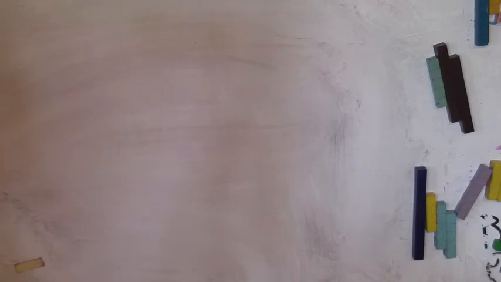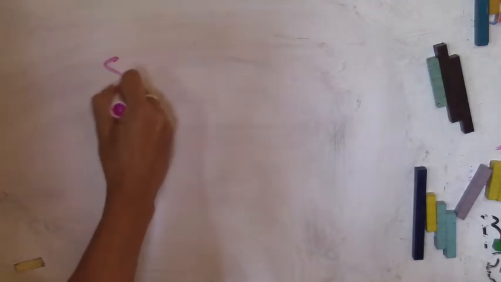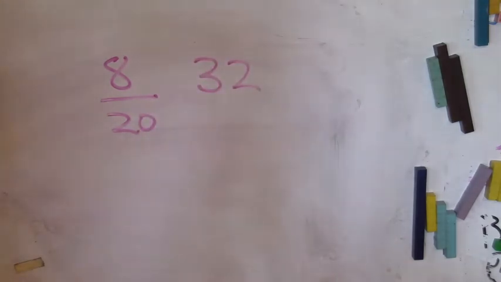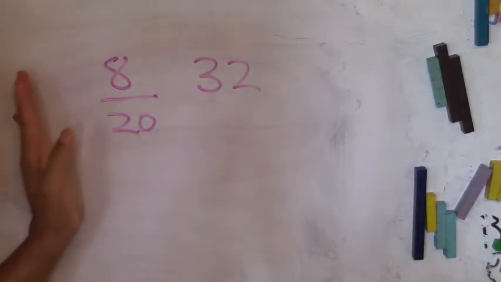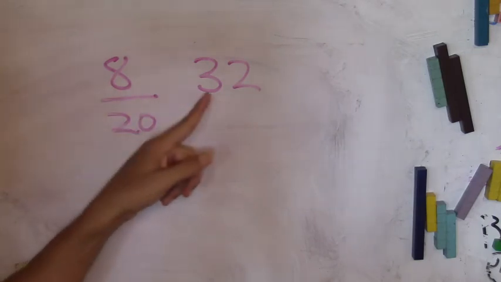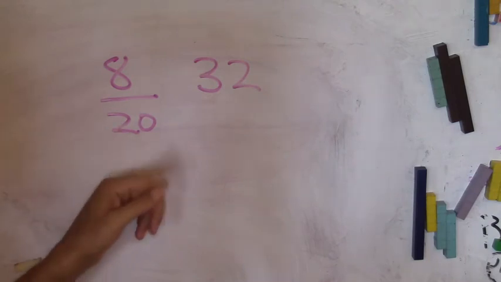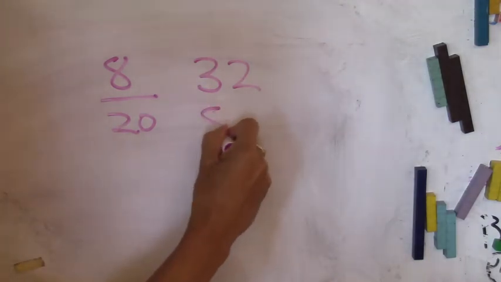Alright, this one's a trick question. It's related to the past one. Let's see it. 8 over 20 equals 32 over x. Now here's what I know. I'm just looking at this first off. 32 is 4 times 8, right? Exactly. So I'm going to just do 4 times 20 and get 80.